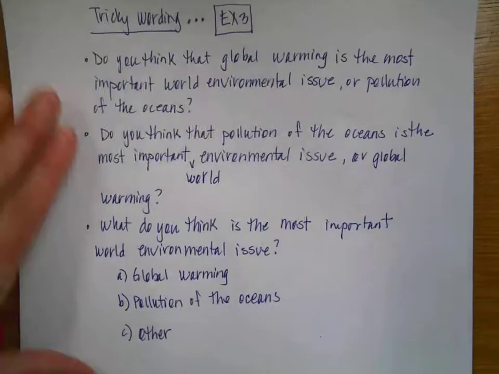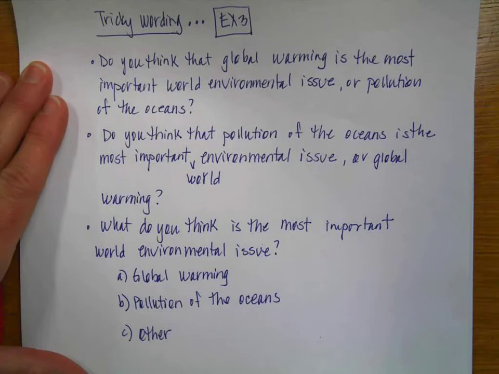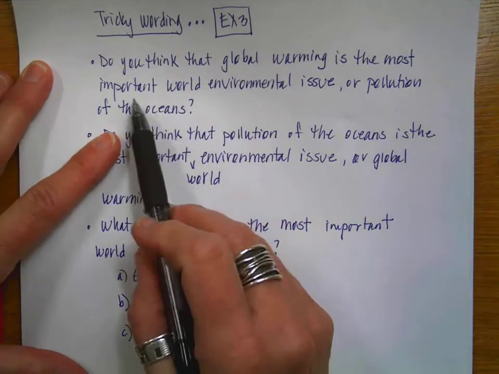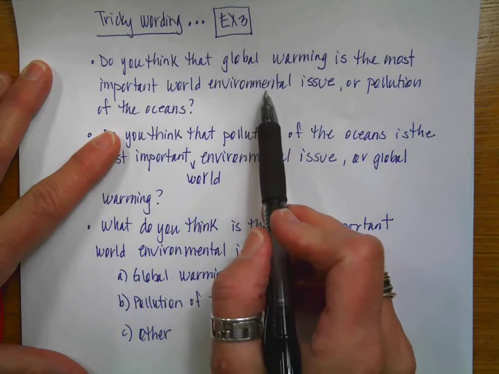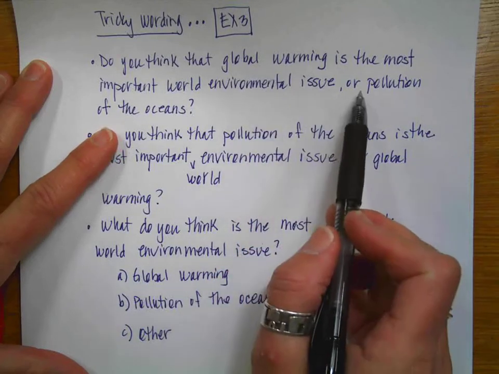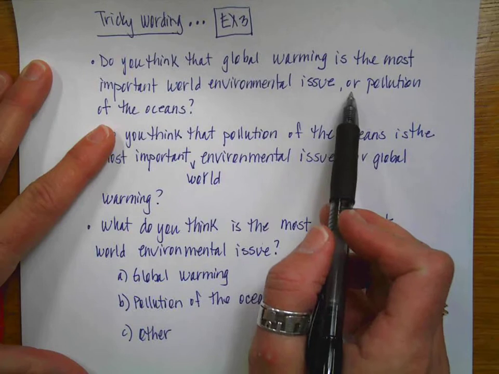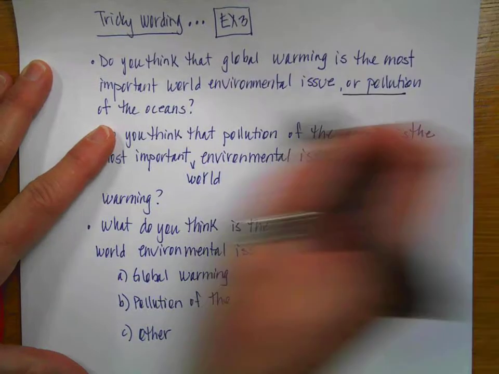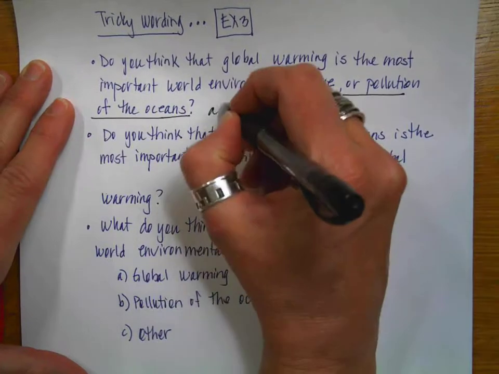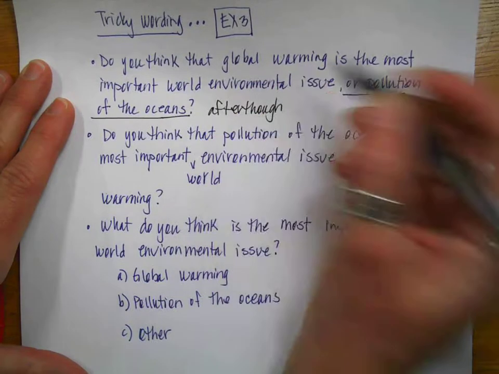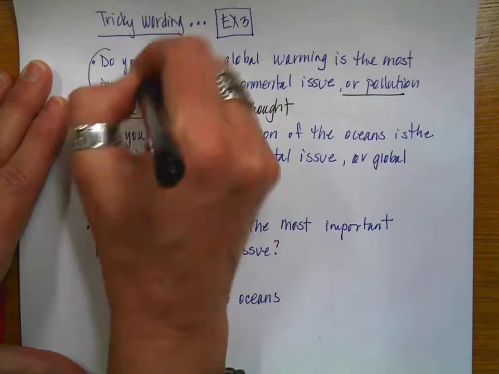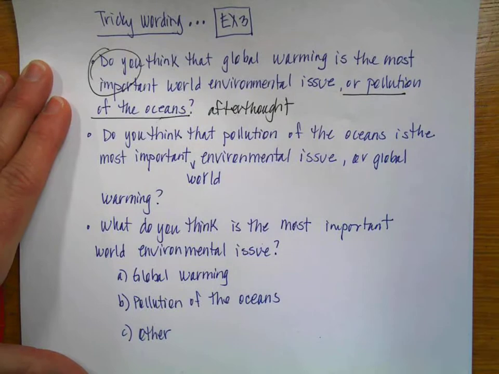And again, you don't have to write all of this down, but I want you to understand how the wording can be deceptive. So the first question says, do you think that global warming is the most important world environmental issue or pollution of the oceans? So in this one, pollution of the oceans is like an afterthought, like, oh yeah, maybe this is something you should consider. So they're saying that this is going to be the primary thing that they want you to think about.